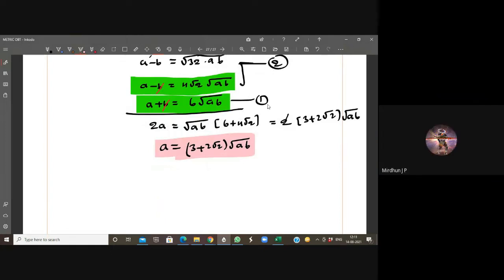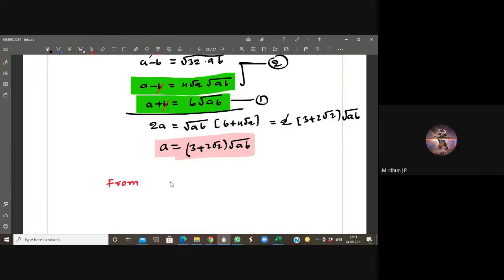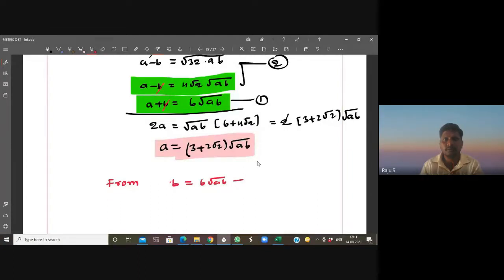Okay, I want to substitute in equation 1. Sir, subtract equation 1 and equation 2. We will get B value. Yeah, subtract or substitute, whatever you do, you'll get the B value. After that, we have to find the ratio of both A and B. So the root AB will get cancelled, sir. Yeah, okay, fine.